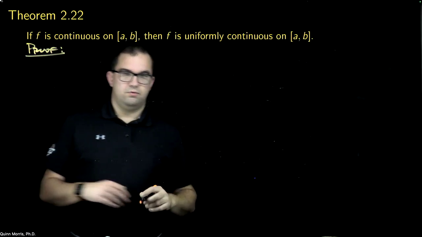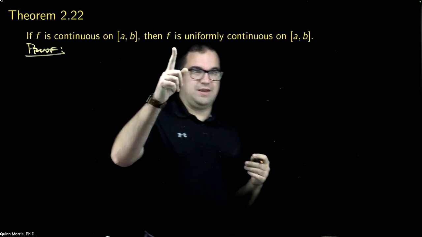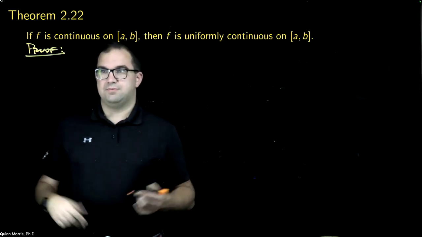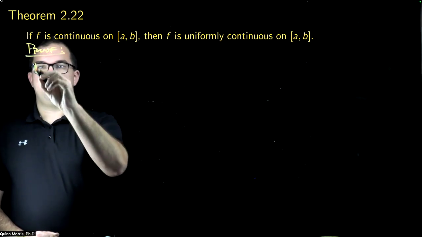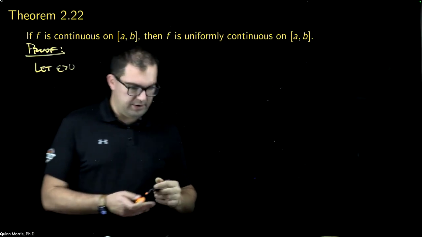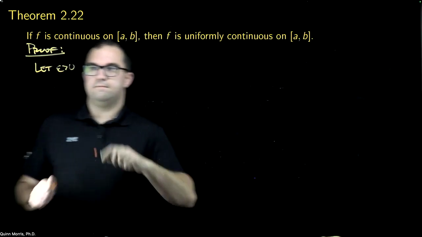All right, so our goal is to show that f is uniformly continuous on the closed interval [a, b]. So we're going to need an epsilon. Let epsilon greater than 0 be given.